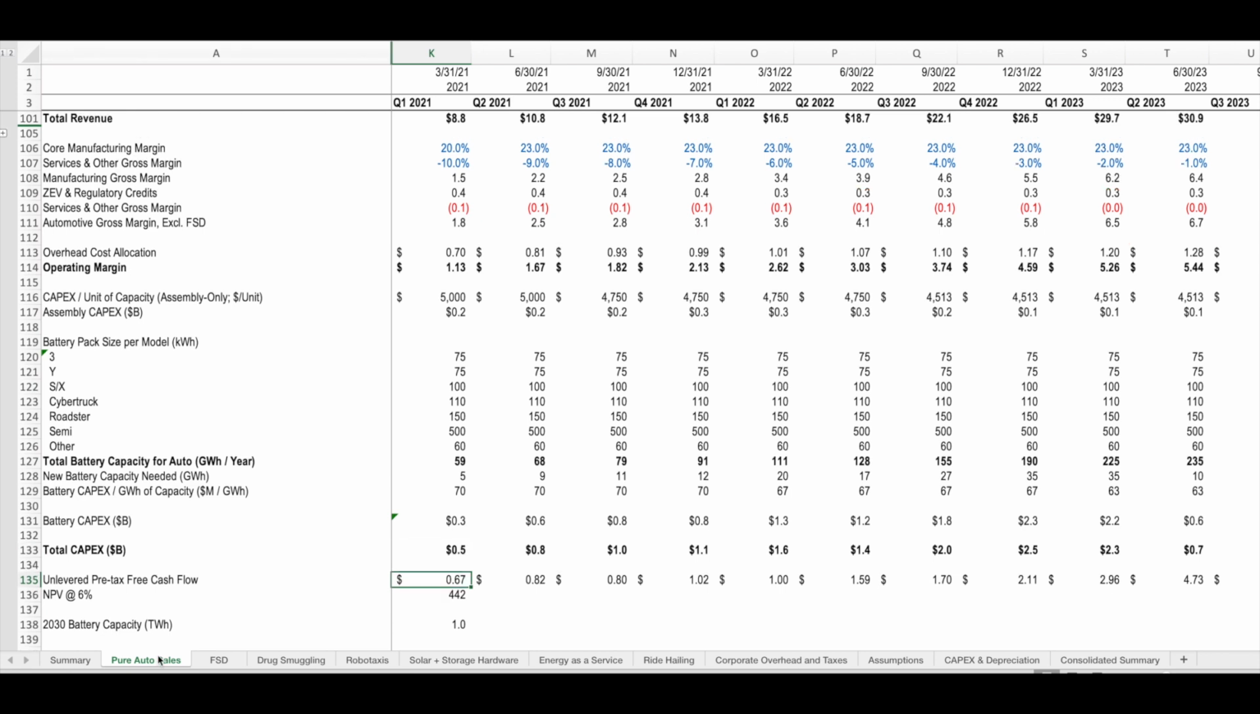Tesla has said they want to have 3 terawatt hours of battery capacity between the automotive side of the business and the energy side of the business by the year 2030. This model projects 1 terawatt hour of capacity would be needed to support the automotive side of the business by the year 2030. Given the fact that we're assuming just over 12 million vehicle sales by the year 2030, this battery capacity figure does seem to pass the gut check. Now, one last gut check item here.